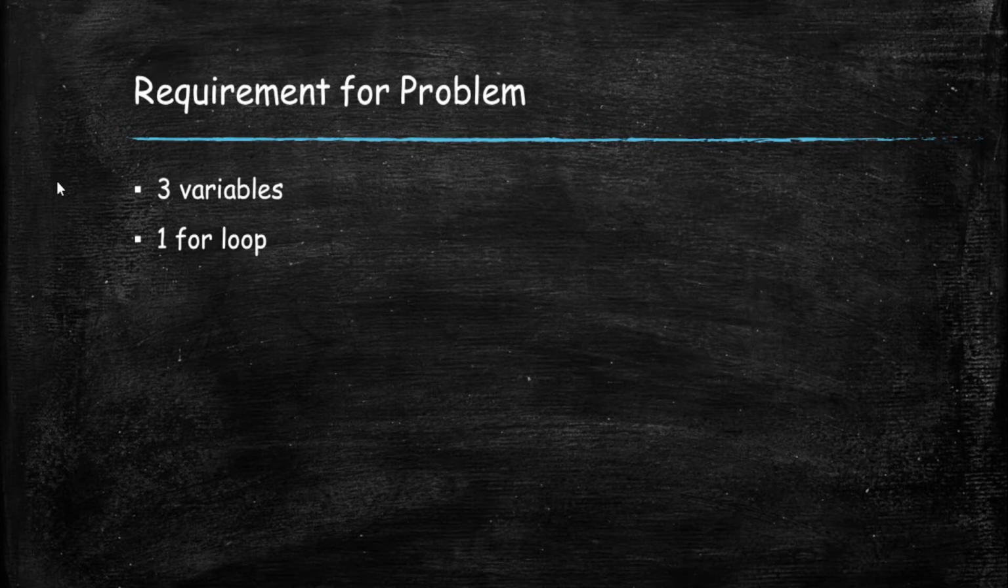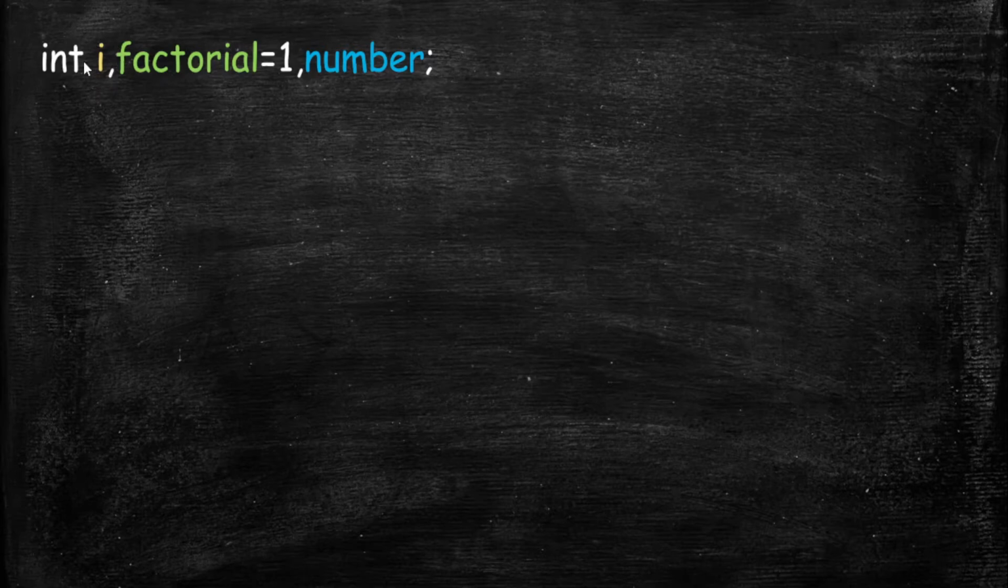To make this program, we require 3 variables and 1 for loop. First, we will make our variables. I will be used in the for loop. Factorial, the initial value of it is 1, will be used to compute the factorial in the loop. And number will be the number which the user has entered.